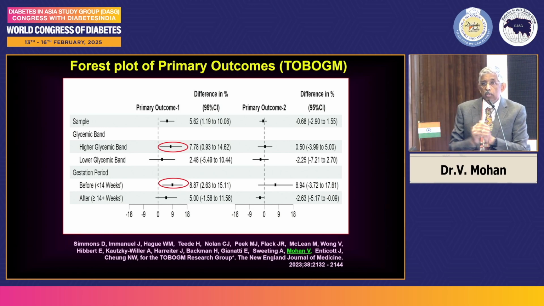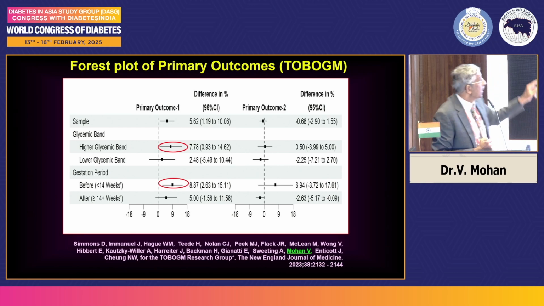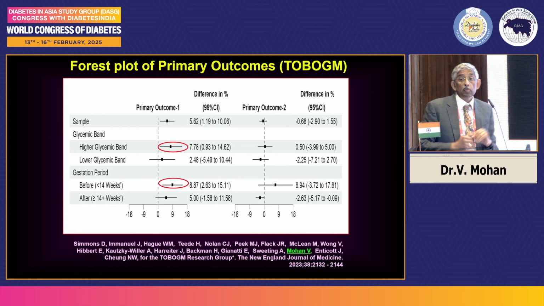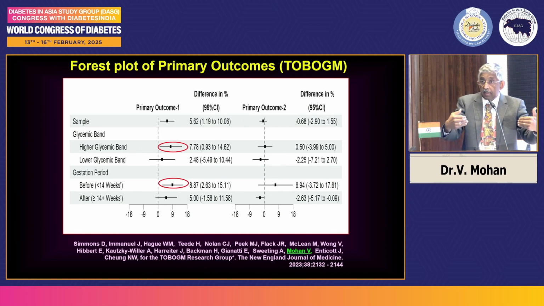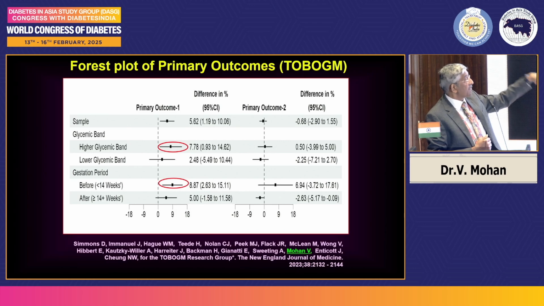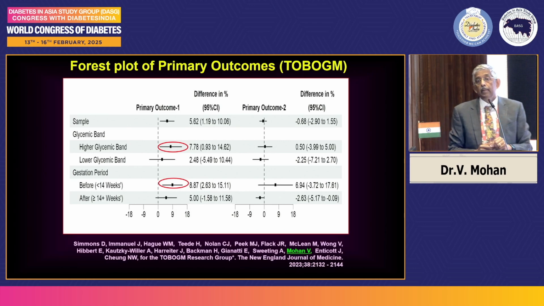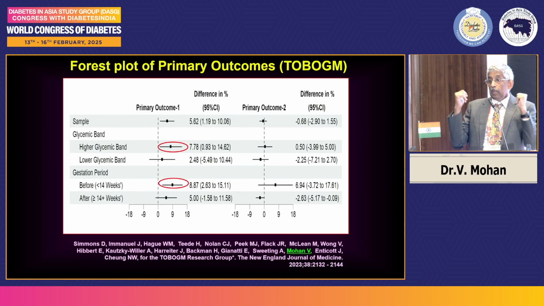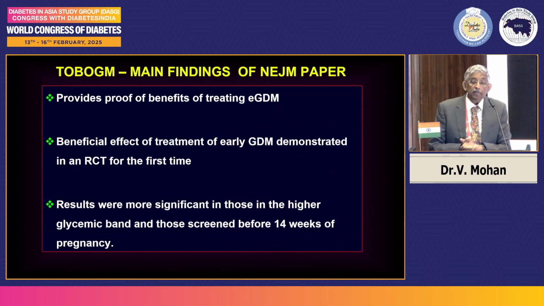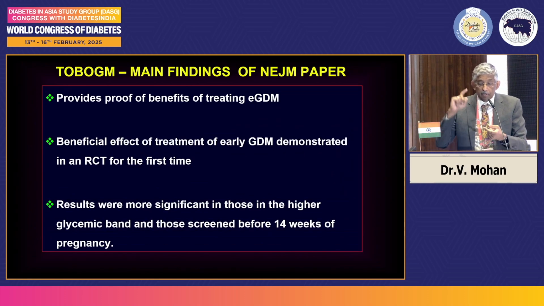Next question we asked was, we said 20 weeks. Now some of the women had developed GDM before 14 weeks itself. Others had developed it between 14 and 20 weeks. So we asked, is there a difference between the two? And we found that if the women were diagnosed before 14 weeks, that means the earlier the women developed the GDM, they did much better. Of course, the others also benefited 5 times better, but it touched the line. So it didn't reach statistical significance. So two messages came out very clear from the main findings of the NEJM paper. For the first time in the world, we have evidence that treating early GDM is beneficial.